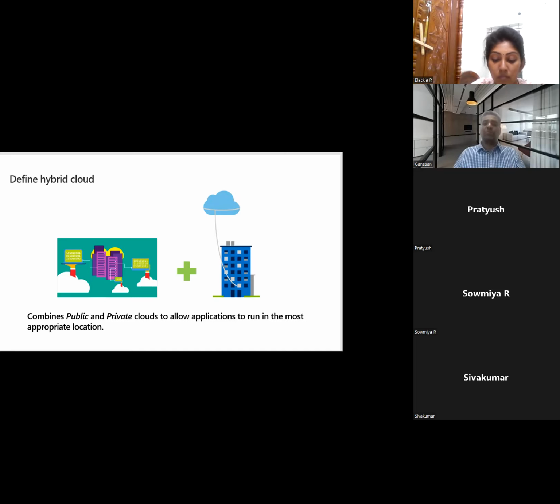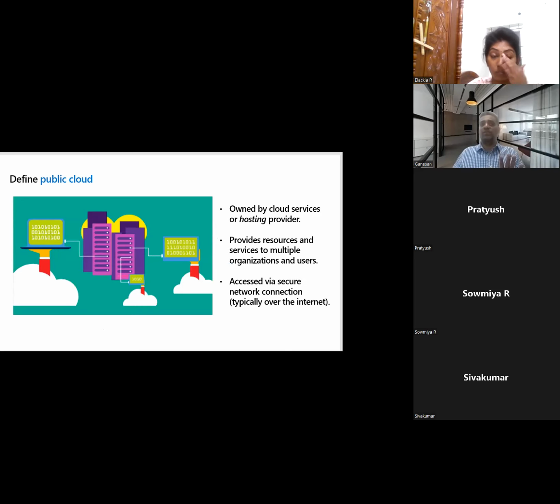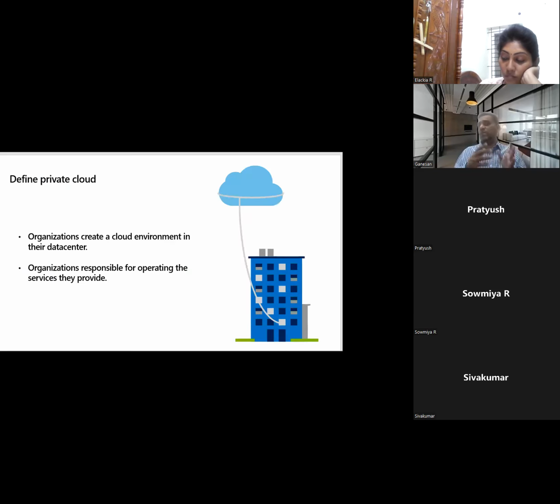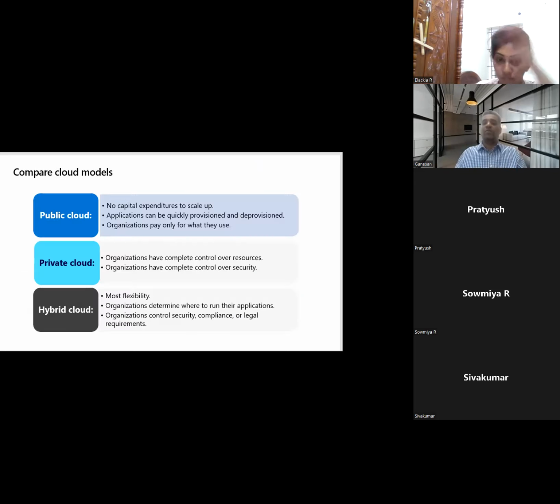Now I am repeating, what is public cloud? Public cloud is owned by the service provider, and they provide services to multiple organizations and users. Examples of public cloud are Microsoft Azure, Amazon AWS, and Google GCP. Private cloud is where an organization creates a cloud environment in its data center. Examples are SBI, Facebook, WhatsApp. WhatsApp and Facebook are the same organization. All major banks, like Bank of America, have their own data center and create their own cloud environment. Hybrid cloud is nothing but public cloud plus private cloud.